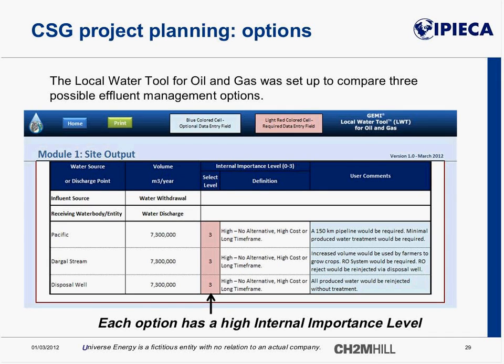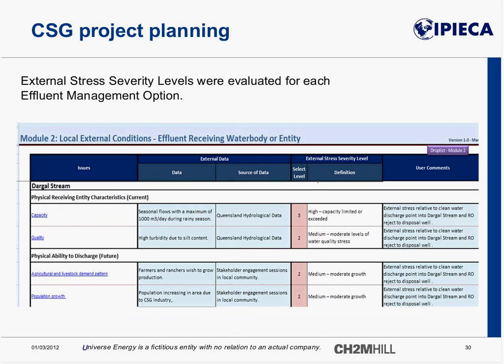But they knew they had to do a risk and impact analysis to see what were the potential risks of using these options. So they used the local water tool to do that. And the tool guided them through, for each one of these options, to look at these external stress severity issues. Like for the Dargle stream that you see in this picture, they looked at the capacity of that stream. Well, it's actually a problem because the capacity of that stream was very low. So that means it's a high risk for the oil company to discharge there because it would exceed the normal flow patterns of the stream and so on and really cause a disruption to local ecosystems and so on.